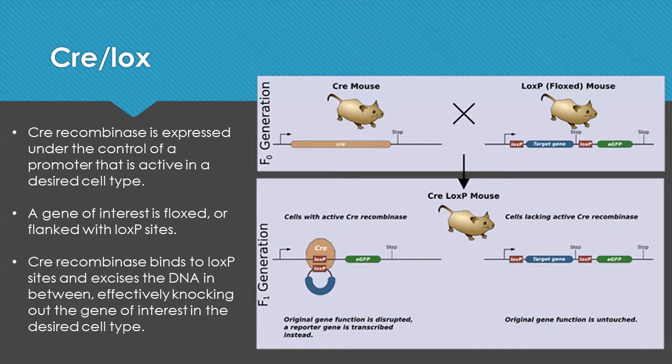So basically in the CRISPR system, the CRISPR recombinase enzyme binds to the log P site and it will cut the DNA in between them, knocking out the gene of interest in the desired cell type. Okay, because the CRISPR already has a promoter that is targeting the desired cell type. Okay, let's say skin, so the promoter is on the skin, right?